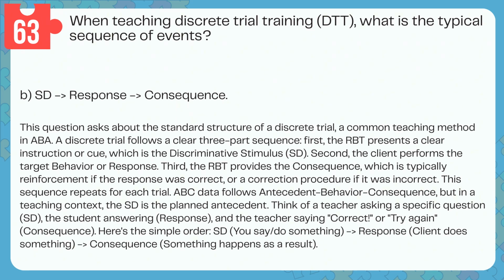Third, the RBT provides the consequence, which is typically reinforcement if the response was correct or a correction procedure if it was incorrect. This sequence repeats for each trial. ABC data follows antecedent, behavior, consequence, but in a teaching context, the SD is the planned antecedent. Think of a teacher asking a specific question, SD, the student answering, response, and the teacher saying, correct, or try again, consequence. Here's the simple order.